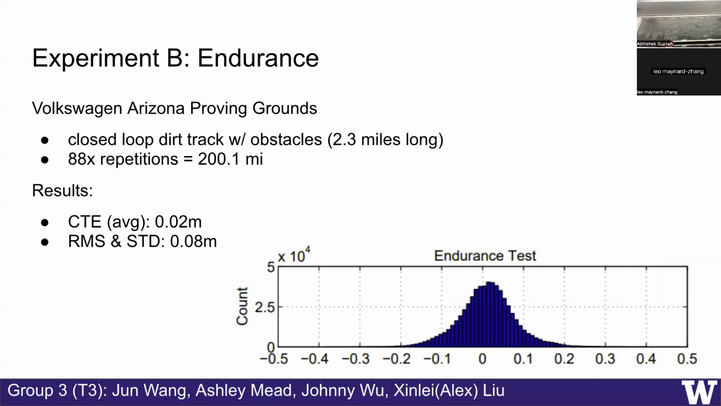Right here, they did it at the Volkswagen Arizona Proving Ground, where they looped around the course for 88 repetitions. The course is an open loop, closed loop that spans 2.3 miles. Based on that, this is the endurance test. And this is the count of cross-track errors across those 88 repetitions. As you can see, it has a unimodal distribution toward 0, which is hard to believe, but you know.